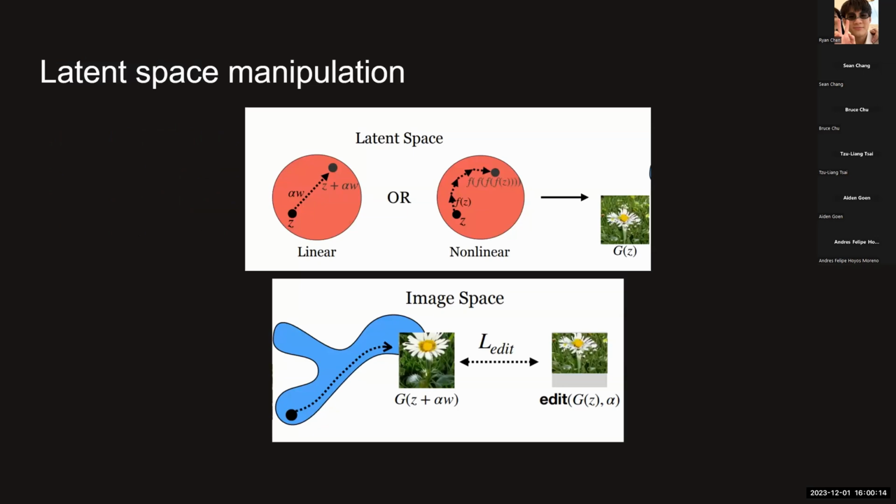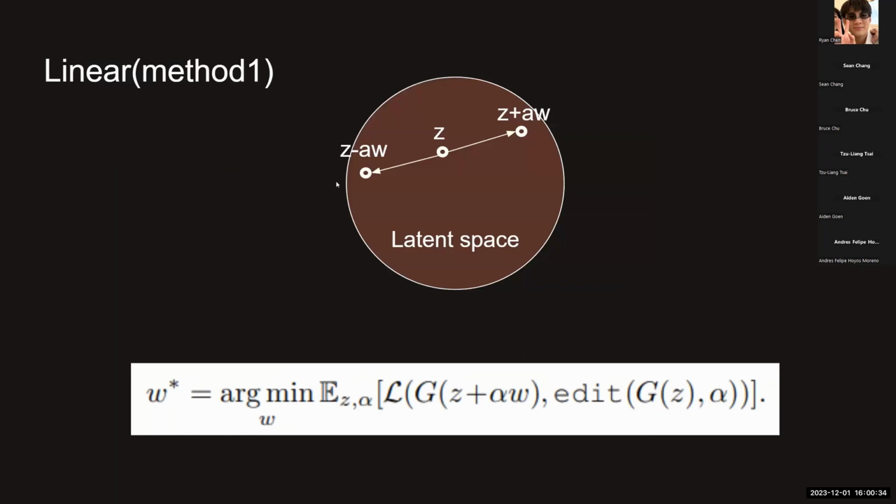So what is latent space manipulation? In this graph, you can see z is a data point in latent space, and you manipulate it to another data point, resulting in the image space for a desired image transformation. The paper proposed three methods. The first method is called a linear walk. Basically, it just adds a vector omega times a scalar alpha to the original data point to achieve the desired image transformation. And this is its loss function.